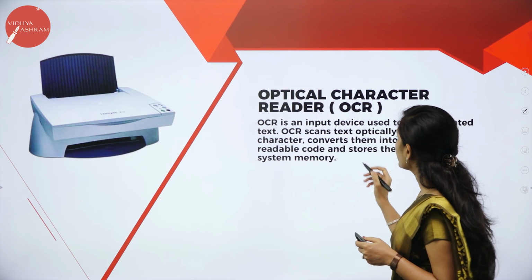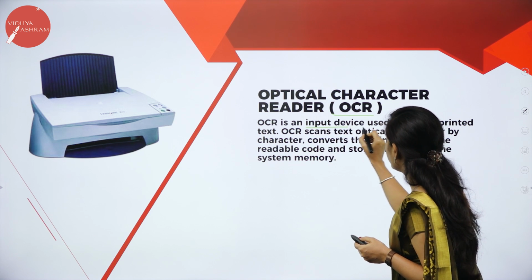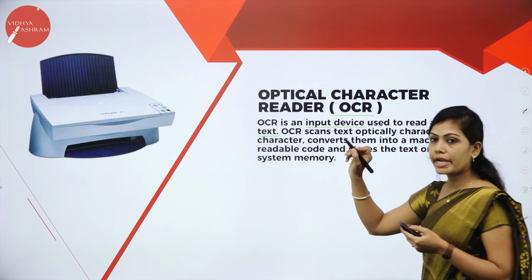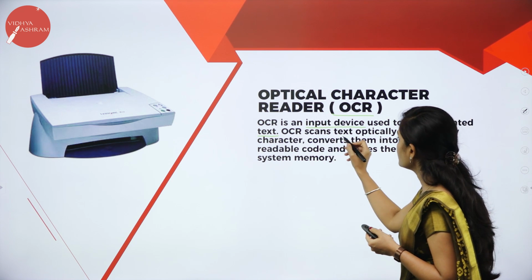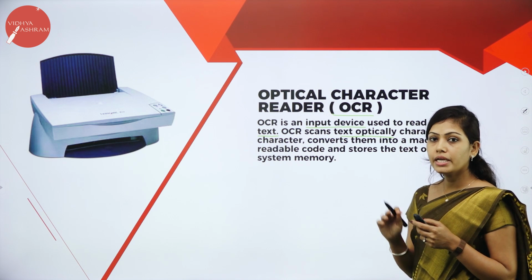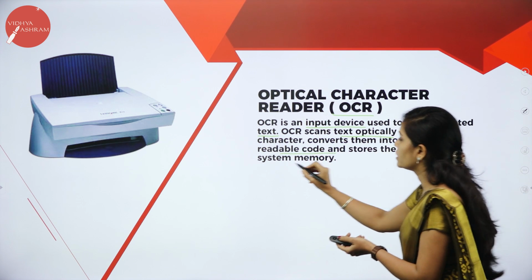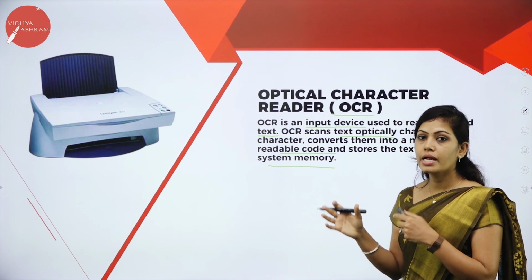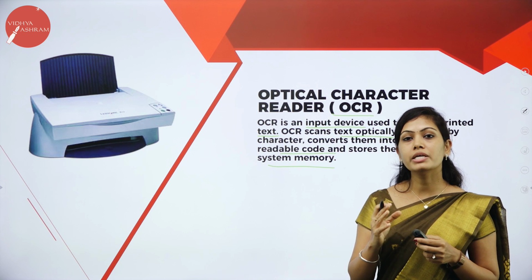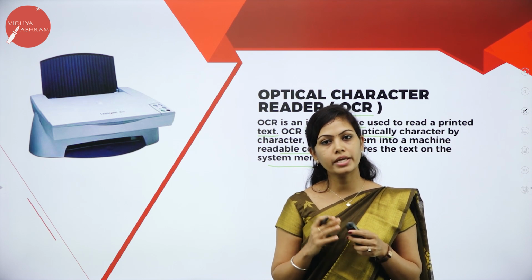Next we have the optical character reader, that is OCR. OCR is an input device used to read printed text. OCR scans text optically character by character and converts them into machine readable code and stores the text in the system memory. It can read the characters one by one, convert them into machine readable code, and later store them in a storage memory.